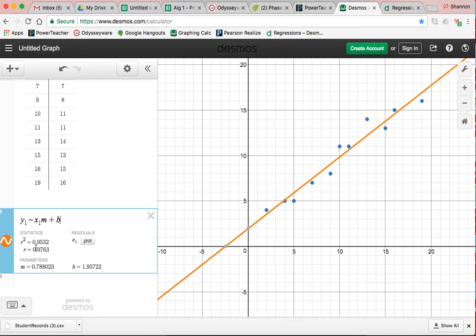This R value right here is the correlation coefficient. It's 0.97. A correlation coefficient is a number between -1 and +1. If it's a positive number, it's a positive slope. If it's a negative number, it's a negative slope. The closer the number is to either 1 or -1 means that the data is strongly together, or strongly correlated.